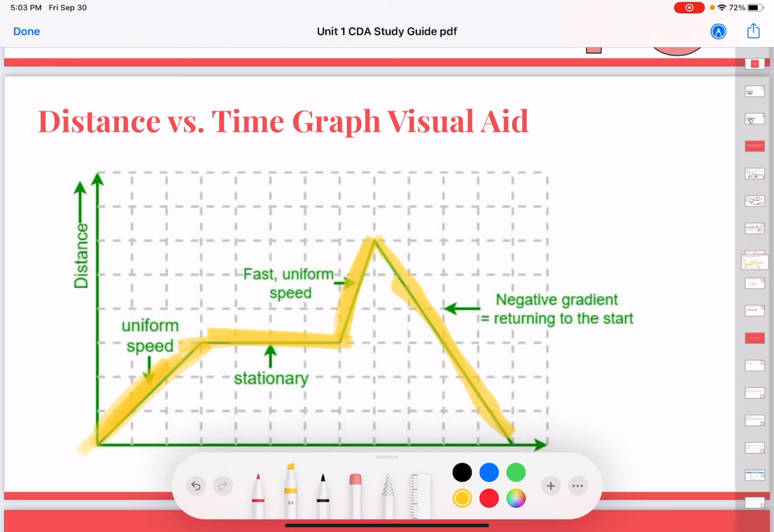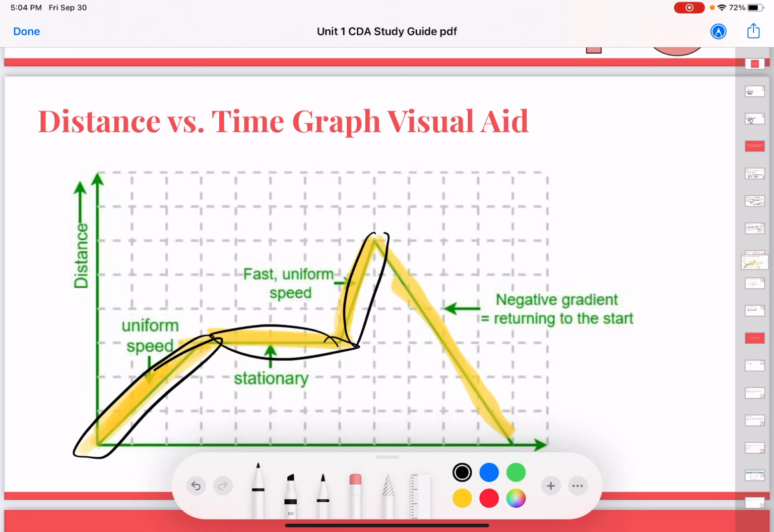So in that first section right here, you are moving forward. Then you stop. Then you continue to move forward at a faster pace. But now right here, you're moving backwards. So you turned around, you made a U-turn at this point up here, or something like that.